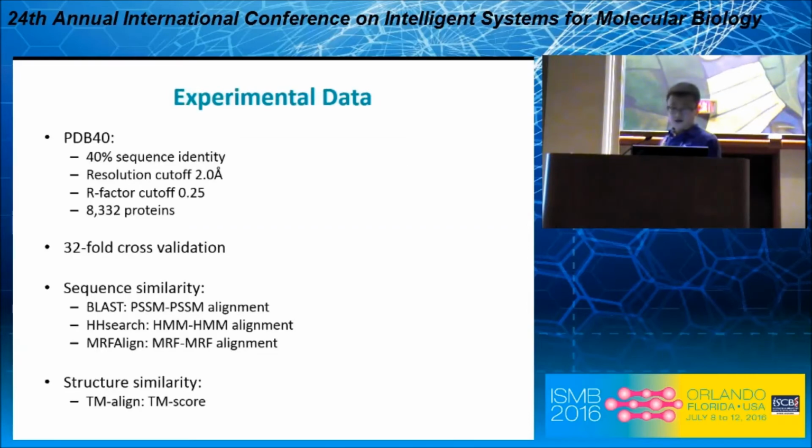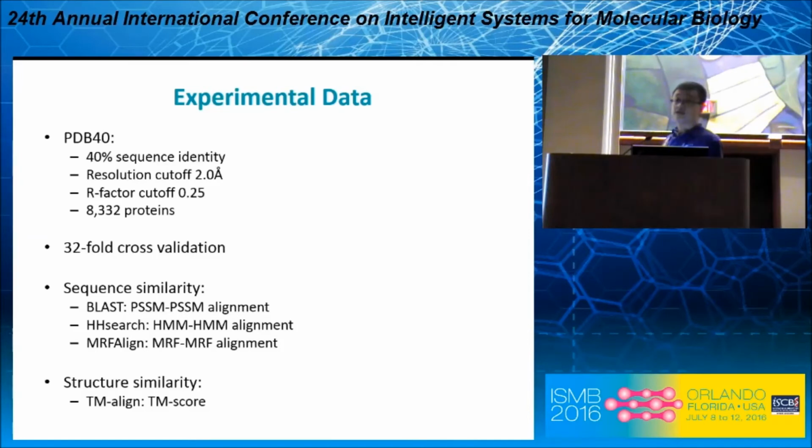So to test our method, we chose standard PDB40, in which every single pair of sequences shares less than 40% sequence identity. And of course, we do some filtering, which ends up with more than 8,000 proteins. So we will use every single one of these 8,000 proteins in turn as our test data. This is a pretty large experiment in terms of homology detection and protein structure prediction. And we did a 32-fold cross-validation on this entire PDB40 dataset.